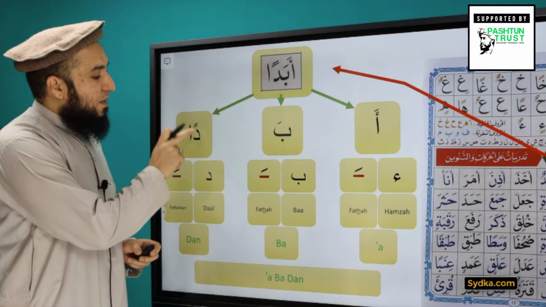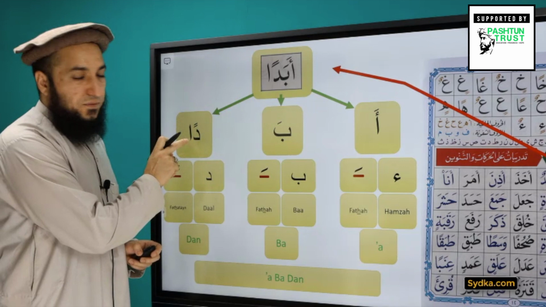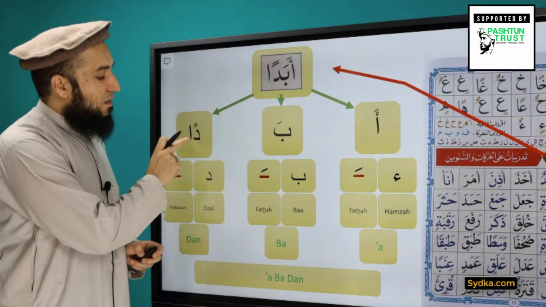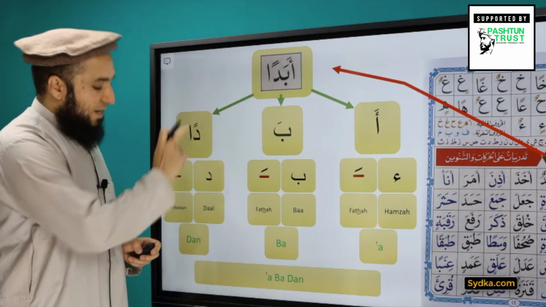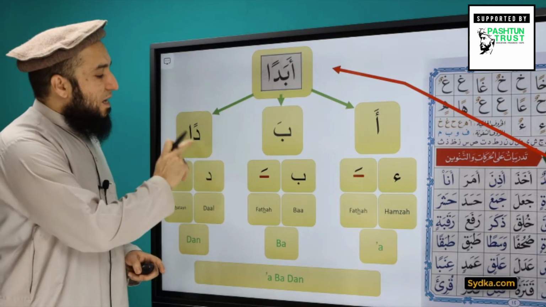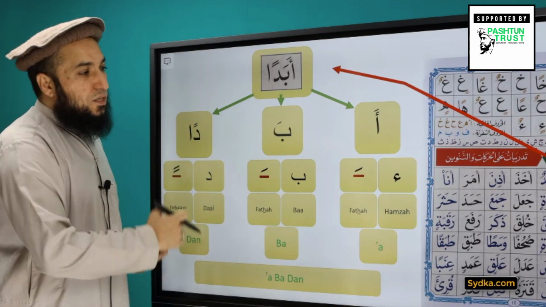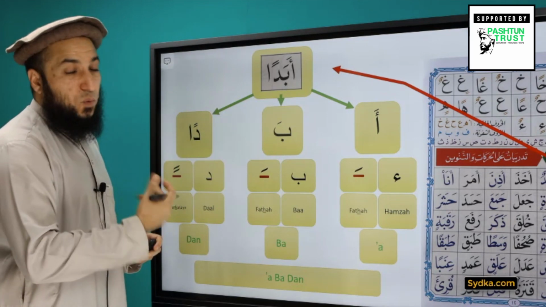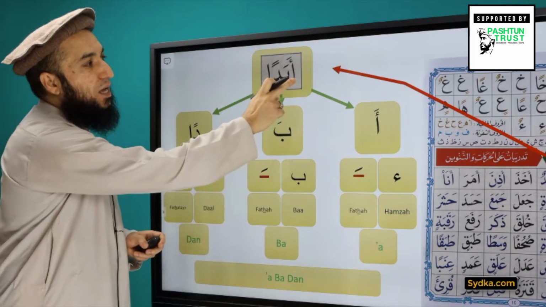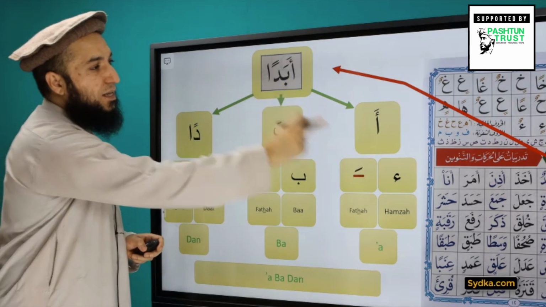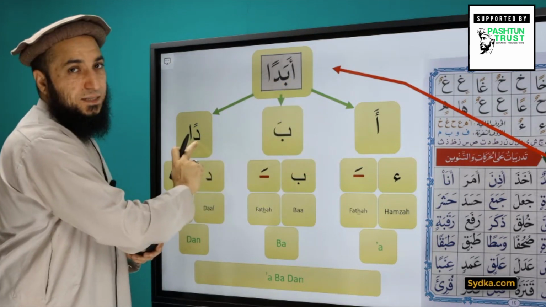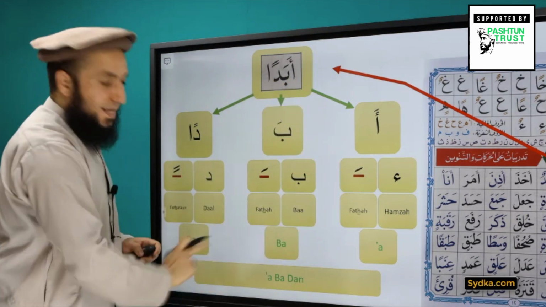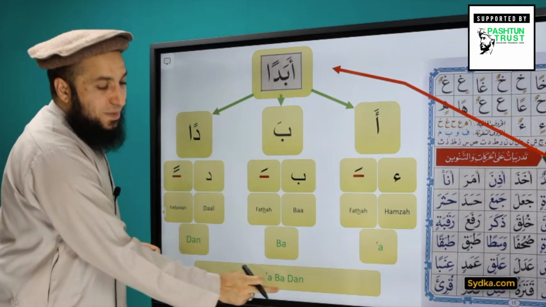The third syllable is dal fathatain, then. That's dal, then fathatain, and then alif. Remember, alif here is silent. Dal fathatain, then. Now we bring all three syllables together to make one word: abadan, abadan.